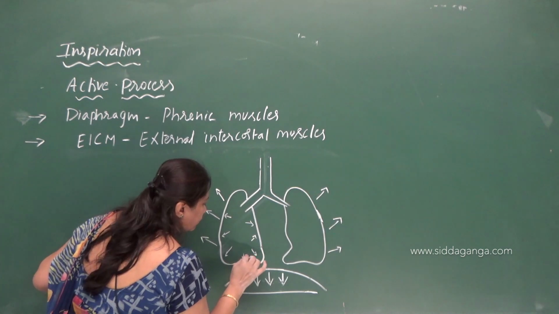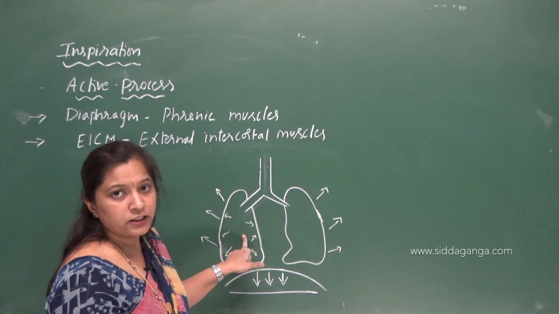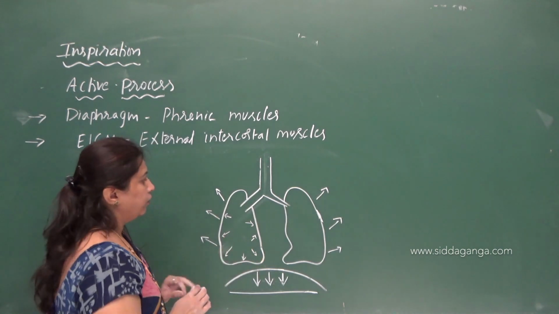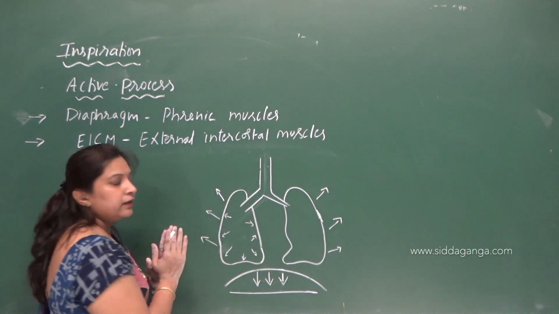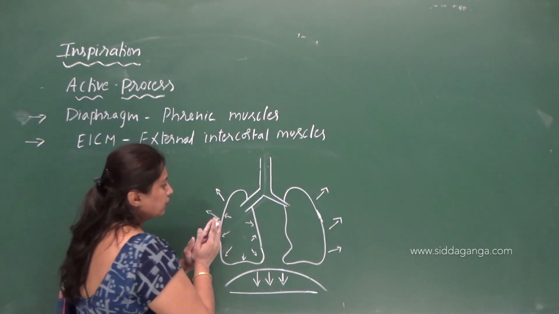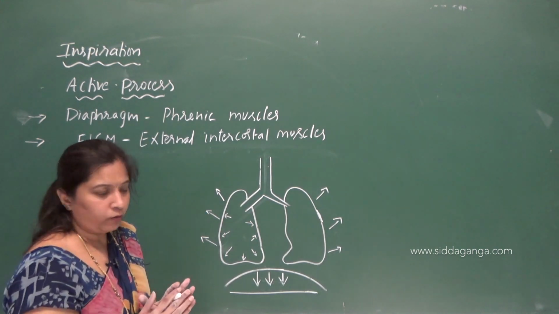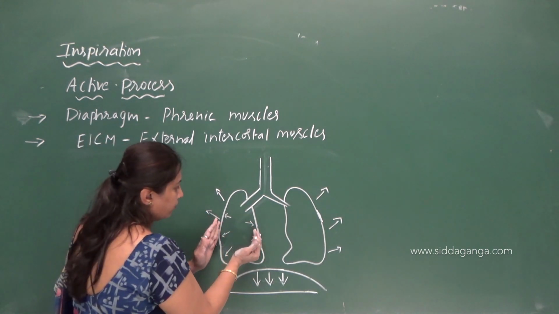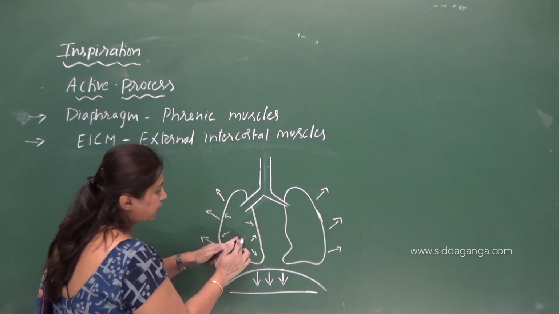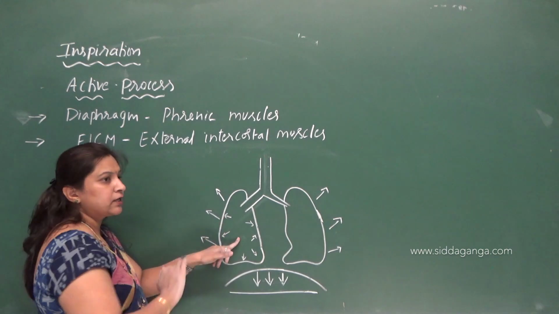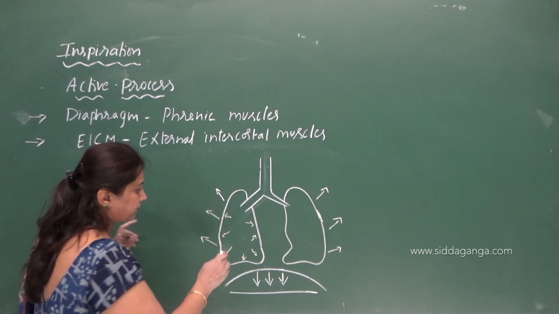So this is what? The intrapulmonary volume, the volume of the lung. The increase in the volume of the thoracic cavity causes the increase in the intrapulmonary volume. So when the volume increases, does the pressure inside the lung decrease or increase? The pressure inside the lung decreases.